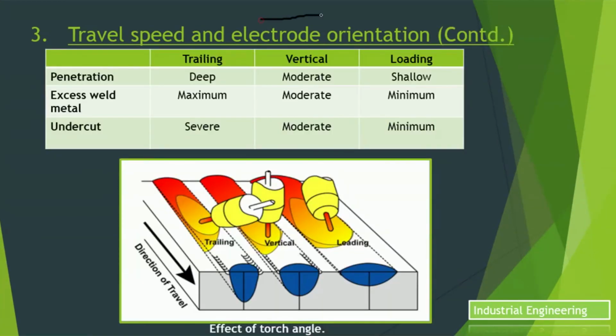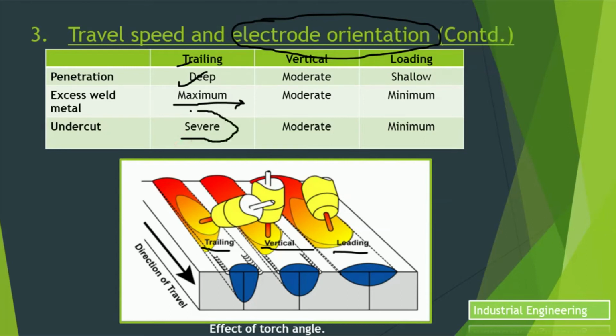Friends, the orientation of the electrode with respect to the workpiece is very important. In this image, three different types of orientation are shown. First one is trailing, second one is vertical, third one is leading. In trailing orientation, the penetration we observe is very deep. The maximum amount of weld metal is dropped onto the workpiece and the most common weld defect we observe is undercut, which is severe.